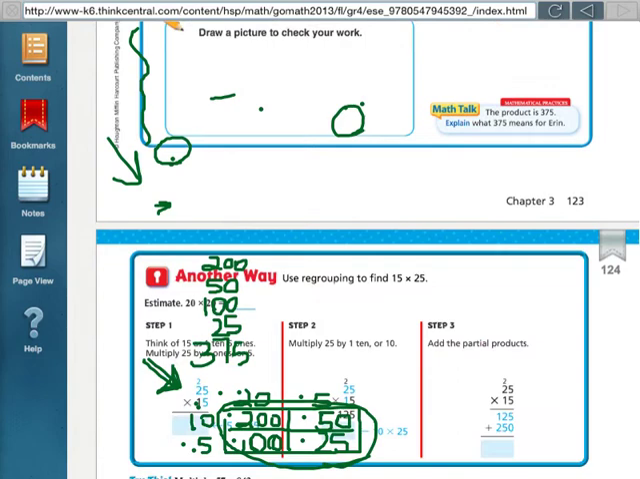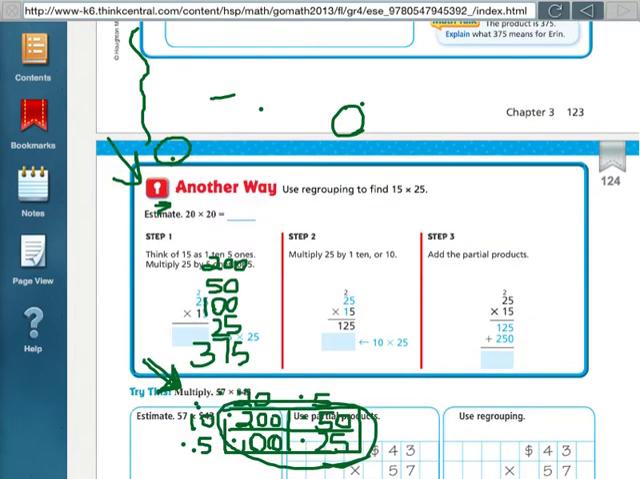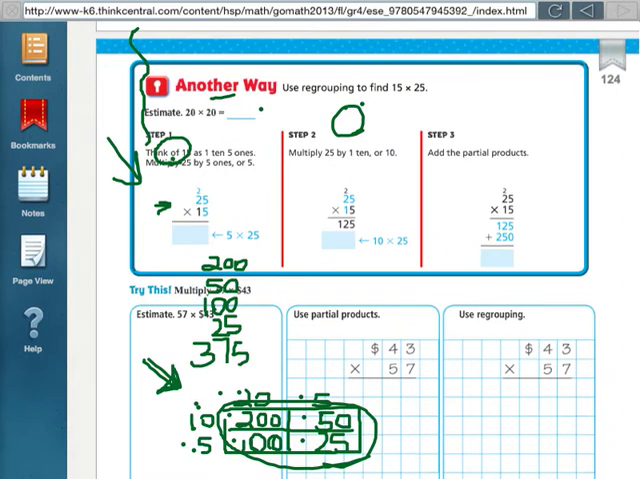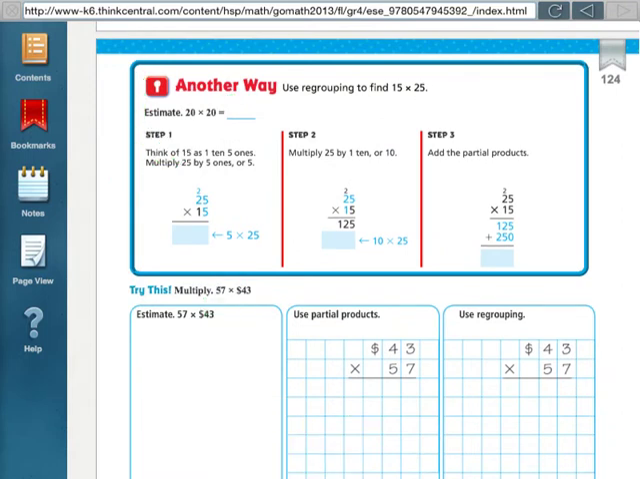And then let me go on to my second step here. We also have our traditional way, or regrouping way, of multiplying. And when we do that, we're doing the same problem, 15 times 25. We estimate first just to make sure it's reasonable. So the 15 rounds to 20, and the 25, they've rounded to 20. I would round it to 30, but either way is going to be fine. 2 times 2 is 4, and add 2 zeros is 400.